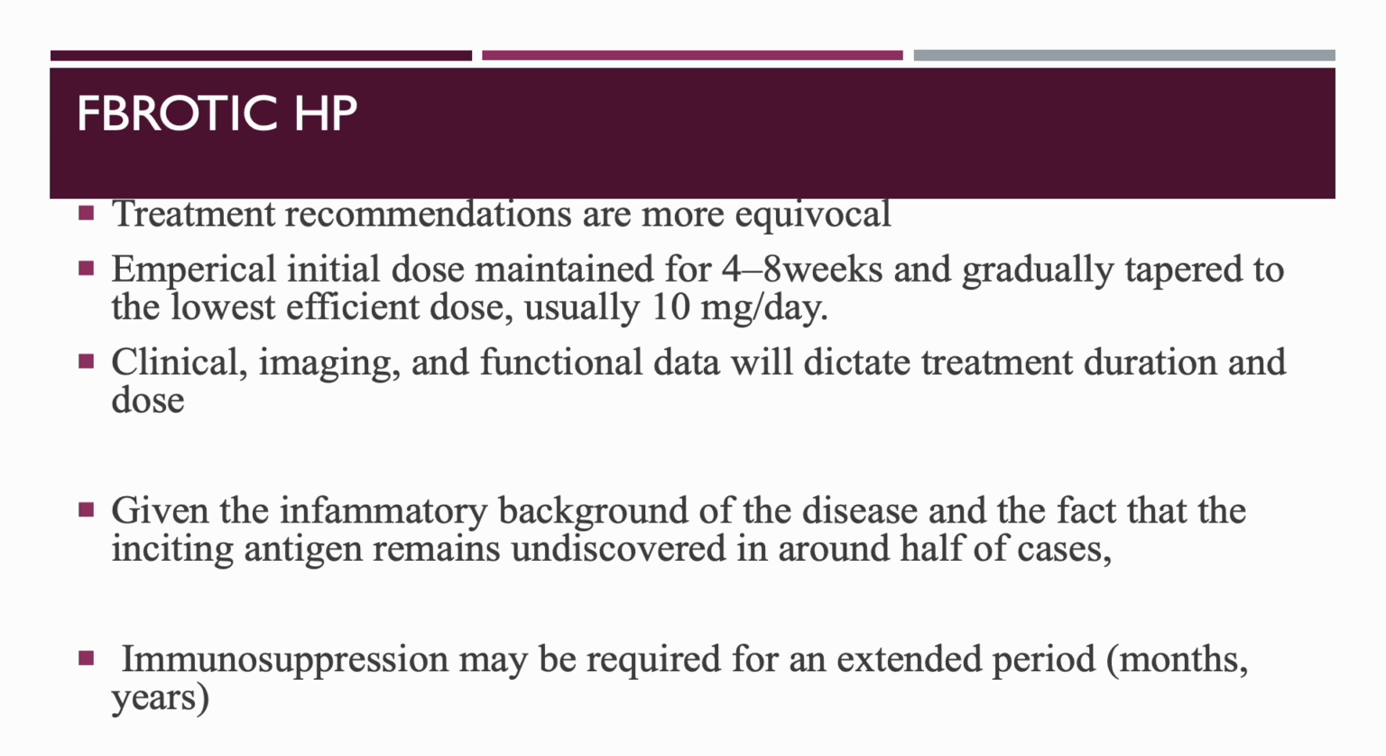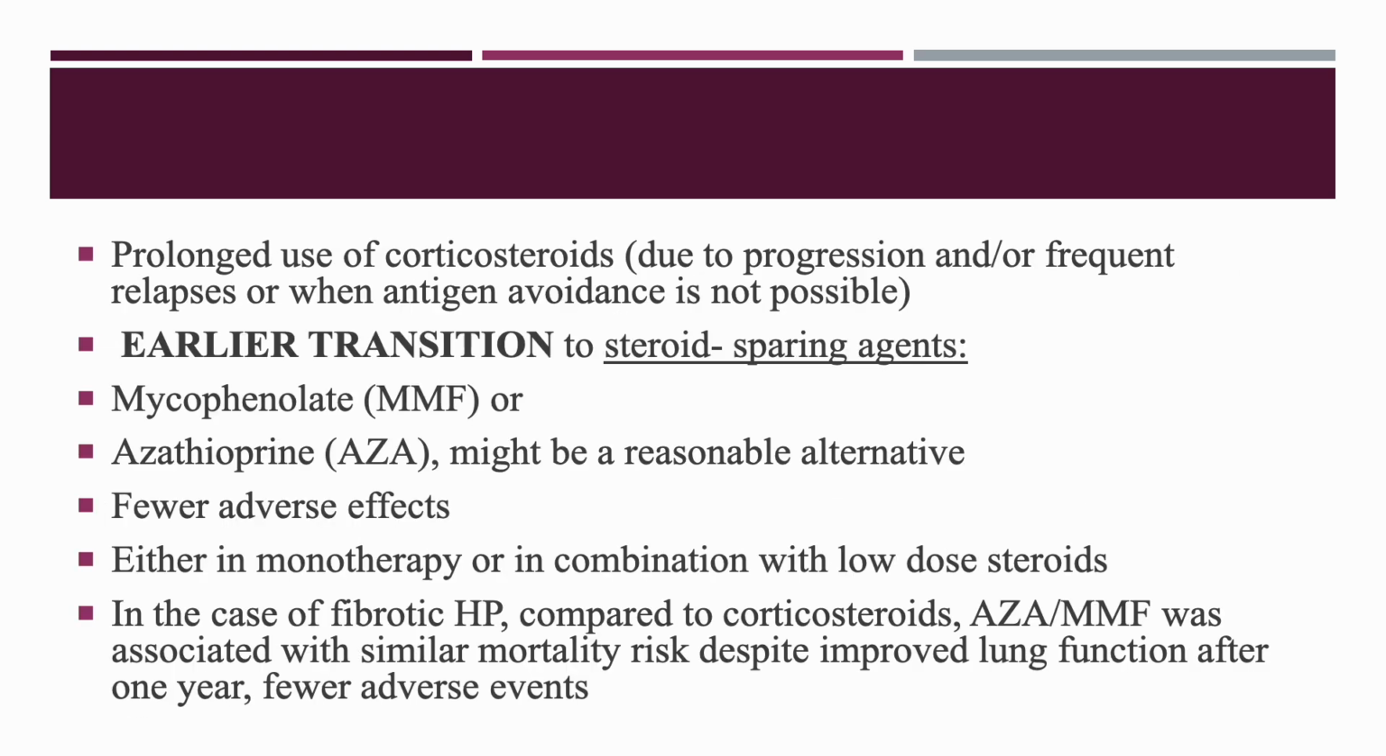And because there's an inflammatory background of the disease and we don't know the inciting antigen, these patients may require immunosuppression earlier to prevent steroid side effects, and then they may require immunosuppression for extended periods of time. The prolonged use of steroids is one problem when you're having a progressive disease or frequent relapses. In such a scenario, you would want to transition early to steroid sparing agents, which could be, and the studies have shown two main agents, mycophenolate and azathioprine.